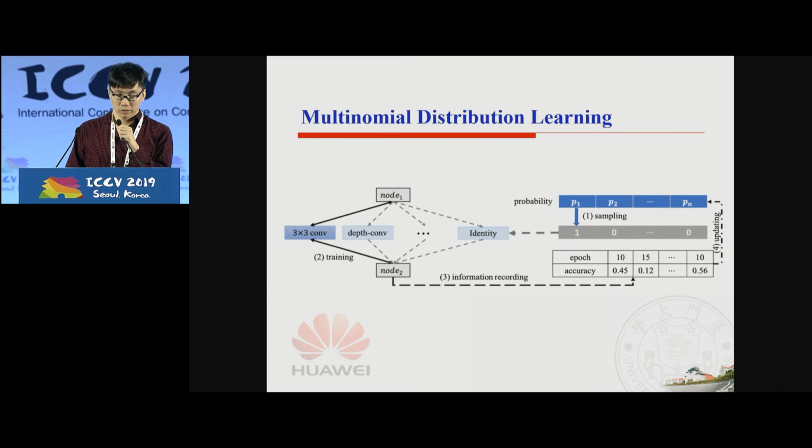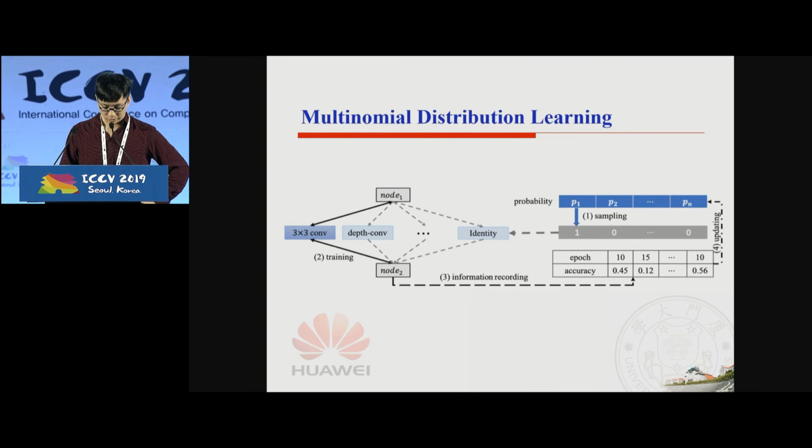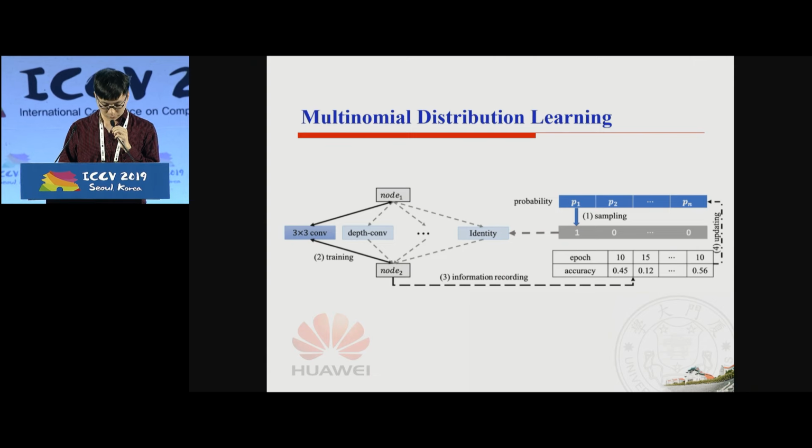So based on the previous hypothesis, we propose a multinomial distribution learning for efficient neural architecture search. First, we sample an operation in the search space according to the corresponding multinomial distribution.